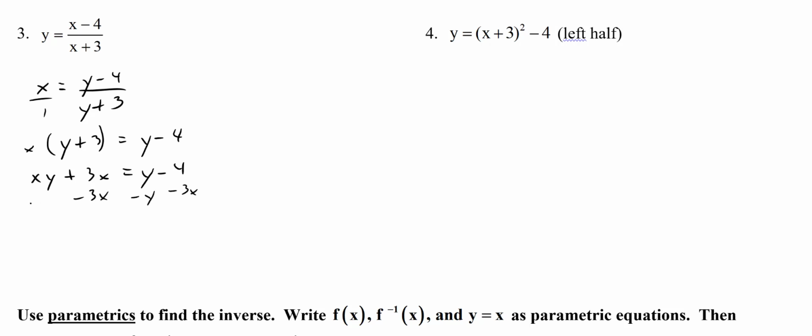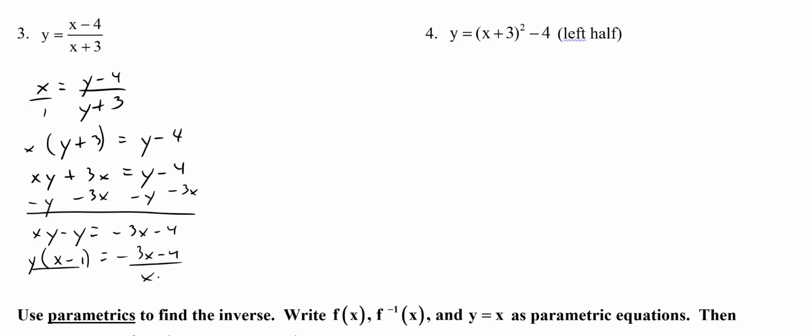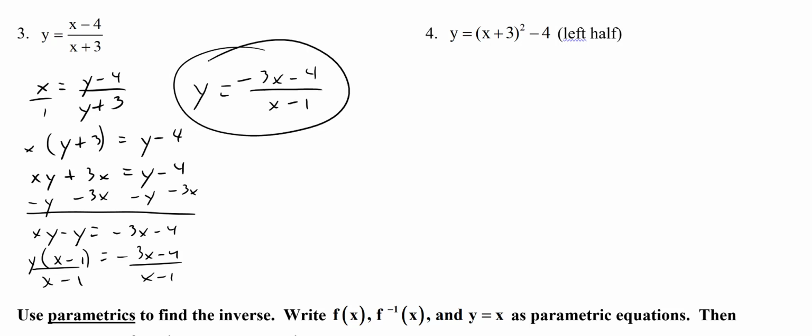And subtract y. So basically I'm getting the y's on the same side, because then I'll be able to factor it out. So you get xy minus y is equal to negative 3x minus 4. And then I'm going to factor out a y. So y times x minus 1 equals negative 3x minus 4. And my last step is divide by x minus 1. So I get y is equal to negative 3x minus 4 over x minus 1. So that, math fans, is the inverse. Now you're like, no way, man. Is it really the inverse? But again, let's just try and check it out. It's kind of cool.